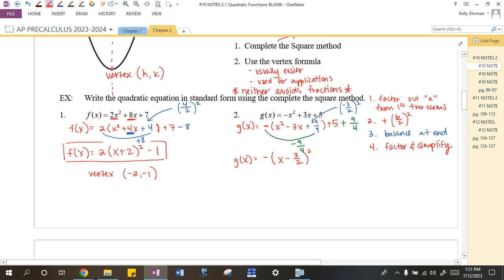Okay, and then 5 plus 9/4. Don't make it 5 and 9/4. That's a weird mixed number. Change 5 to 20/4. And 9 can stay 9/4. And then we have 29/4. All right, so for this one, we could see the vertex would be at +3/2 because that's a shift to the right, 3/2, and +29/4 because that parabola got shifted up that many units.